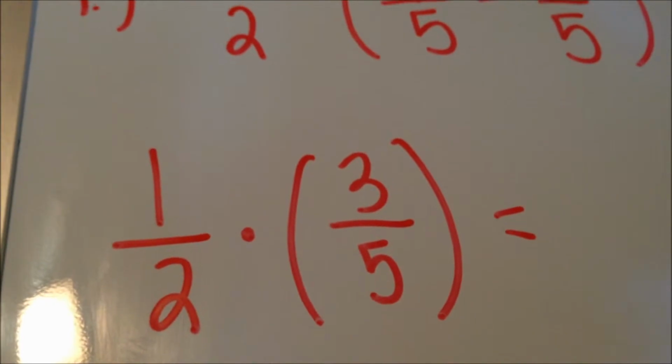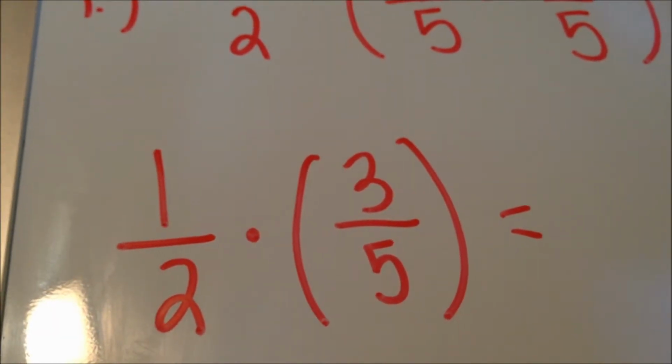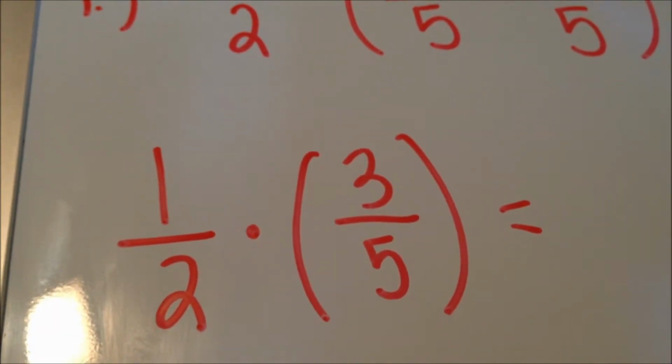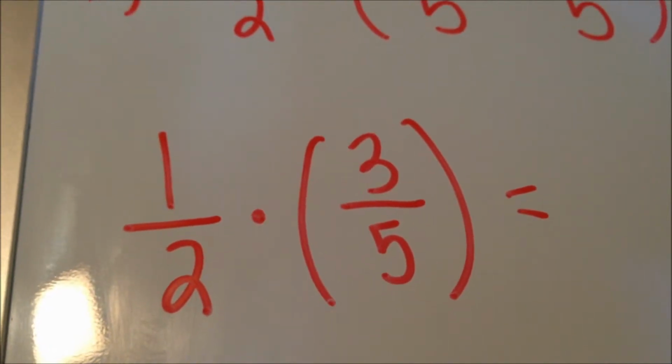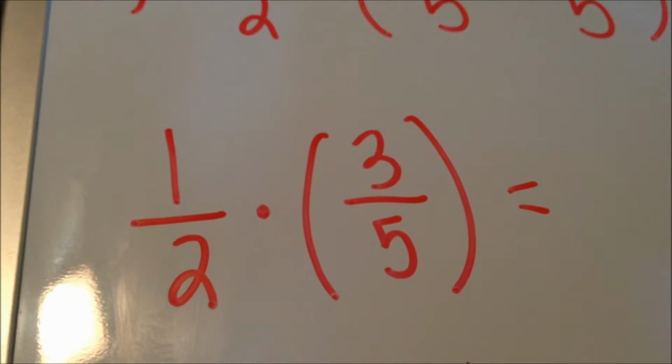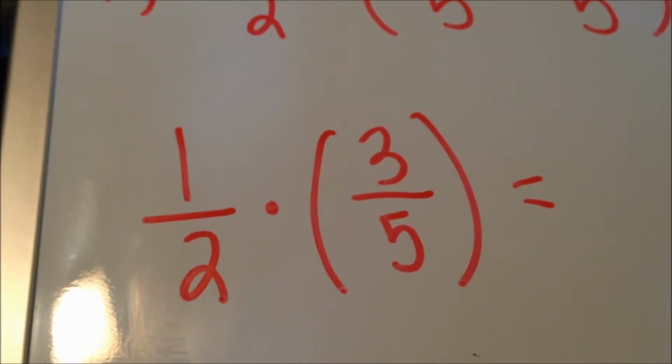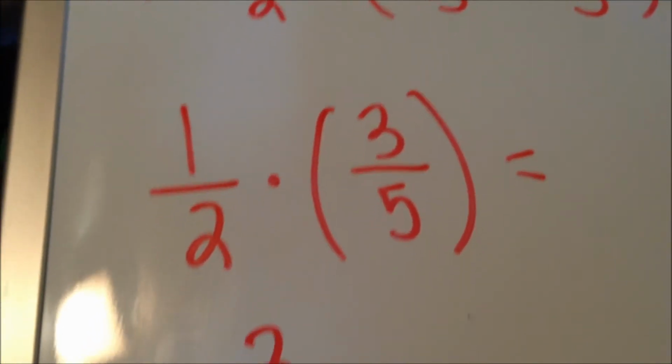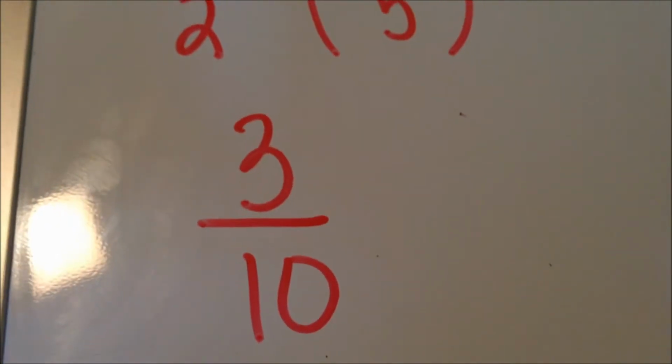We do not have any exponents. So the next step is, do we have any multiplication or division? We have a multiplication: 1/2 times 3/5. We cannot cross reduce, so we end up with 3, 1 times 3, over 10, 2 times 5. So our final answer is 3/10.